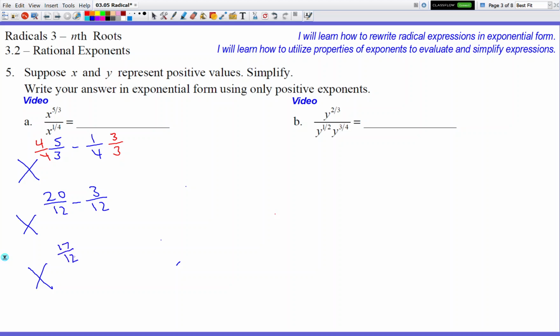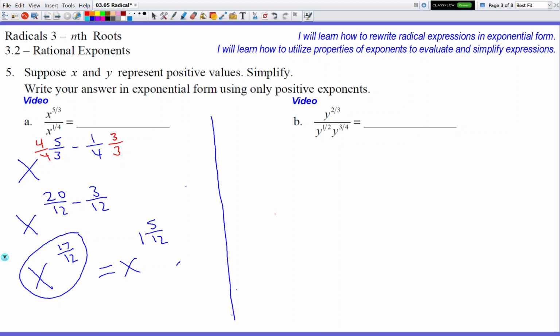It says to leave your answer in exponential form, so I believe I can leave my answer like this. If you want to leave your answer as a mixed number, you can do that too. If you wanted to, you can rewrite this as x to the, so 12 goes into 17 one time with 5 left over, so 1 and 5/12. Normally you don't leave your powers as mixed numbers, but if you really wanted to, you could. Normally you see your answers written like this for powers. All right, so moving on.